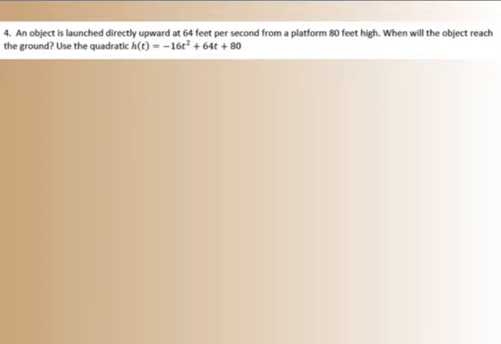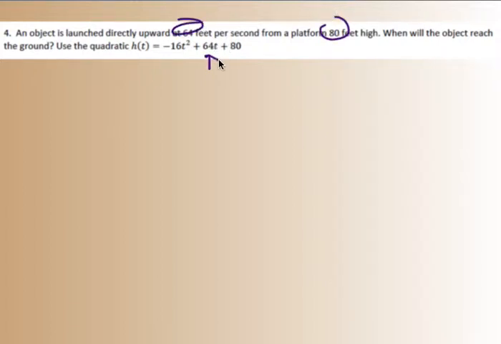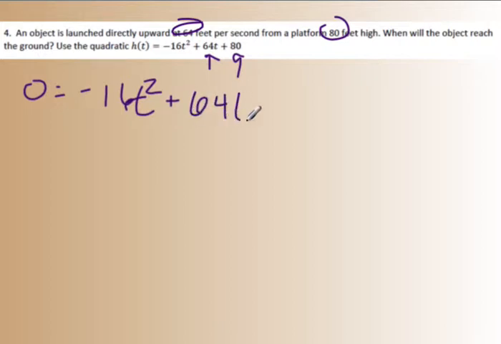Last but not least, let's take a look at number 4. It says an object is launched directly upward at 64 feet per second from a platform 80 feet high. When will the object hit the ground? Now you'll notice that 64 and 80 are already included in the problem. So what we want to do is use this quadratic to figure out when it's going to hit the ground. All that means is I have to take this quadratic and set it equal to 0, because when it's equal to 0, we are exactly 0 feet above the ground.